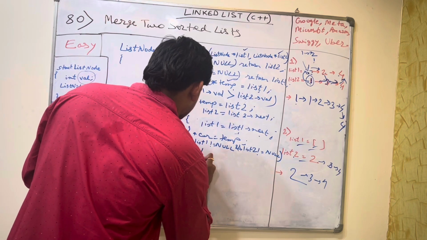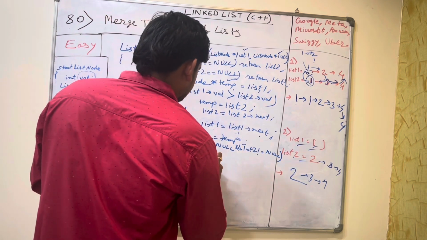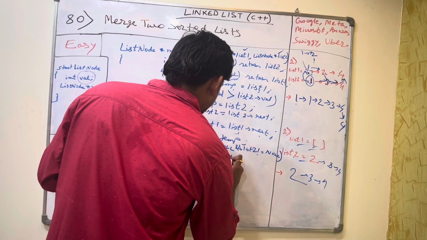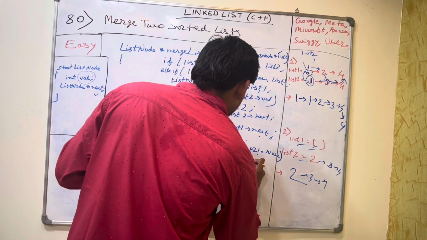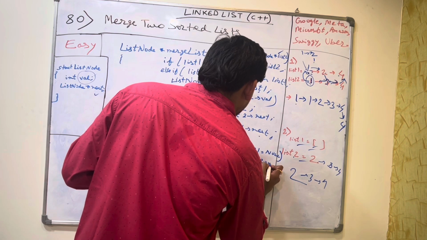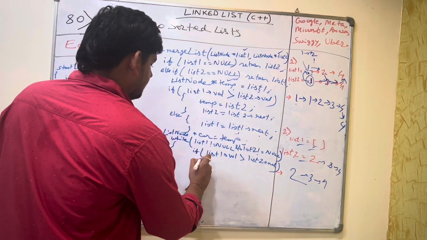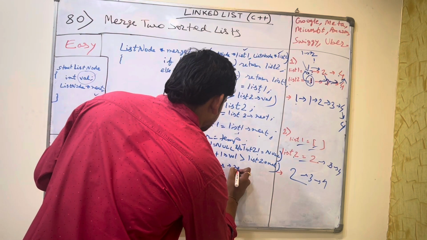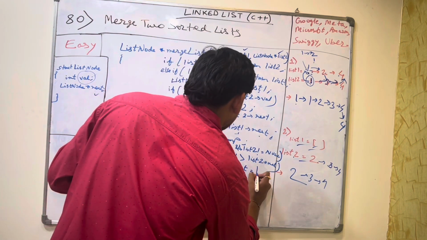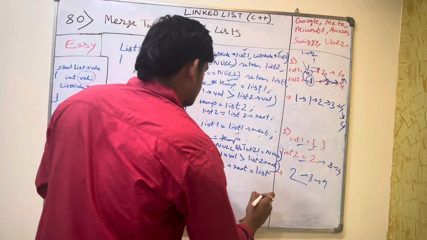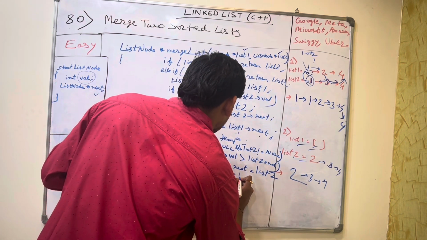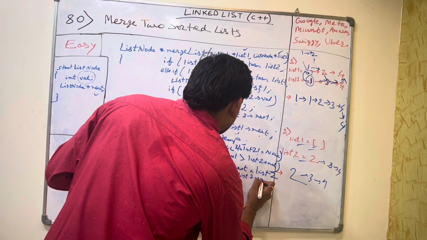If list 1 value is greater than list 2 value, right? If list 1 value is greater than list 2 value, our current next would become list 2, and we will move list 2 is equal to list 2 next, right?